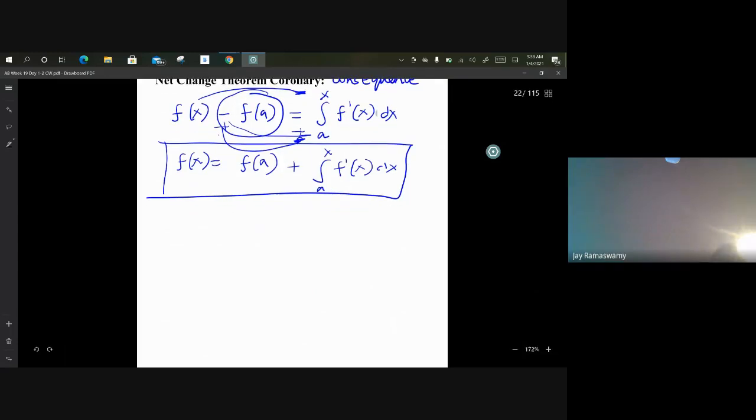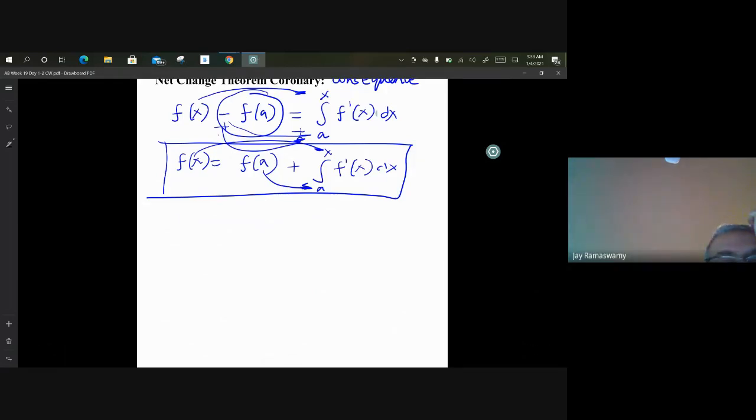Now, intelligence is observing patterns. So observe the pattern. Smart kids, observe the pattern. a is on the bottom, x is on the top. Okay, let's do some examples so you get a feel for this.